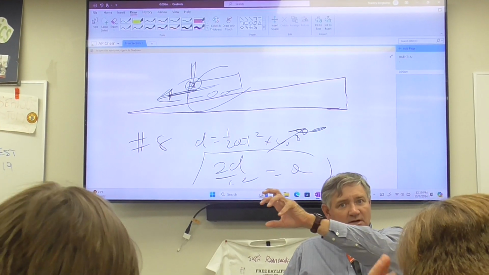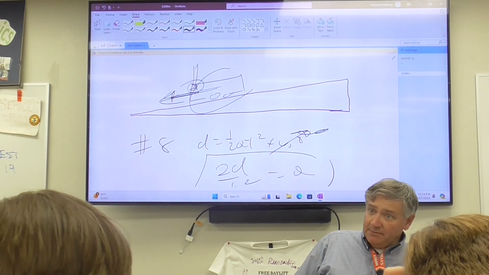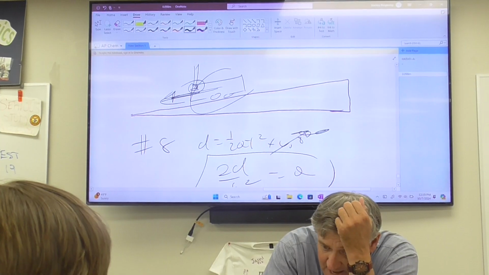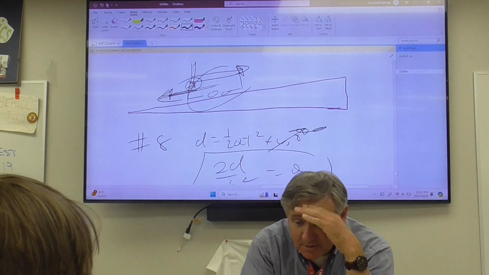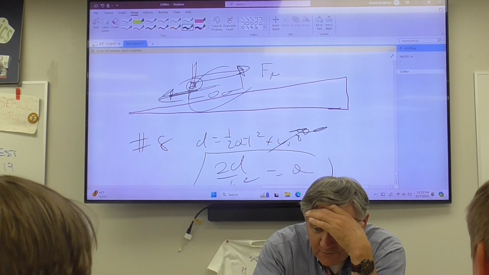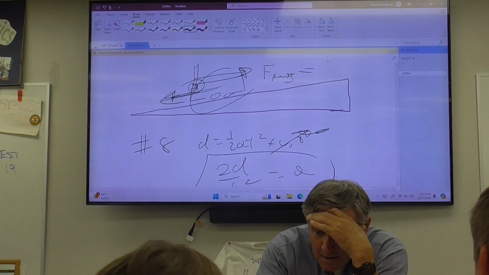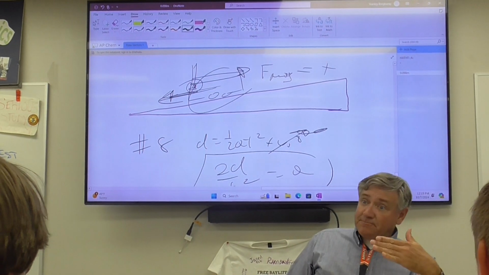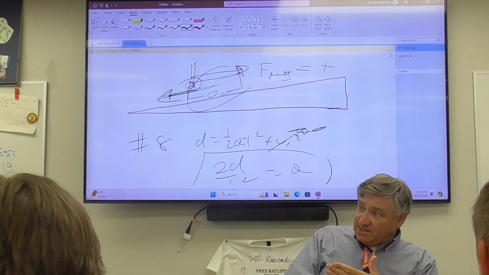So in this case, you have the cart rolling down, which means the force from the magnet has to be acting up the hill. So I don't know what the force from the magnet is, but I do know it's going to be a positive number, because that's acting up the hill, and we're defining everything as being down the hill.